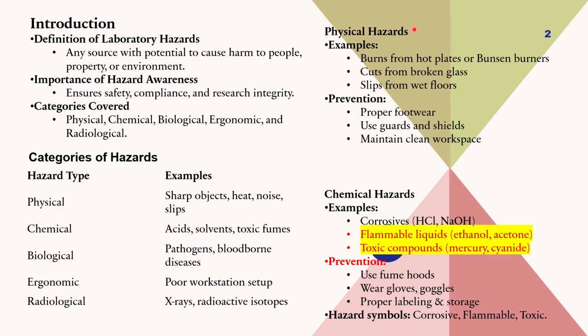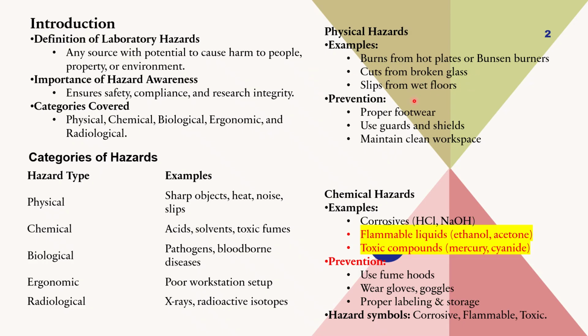Now, what are physical hazards? Let's see it in detail. What can be the examples of physical hazards? They can be burns from hot plates or Bunsen burners, cuts from broken glassware, or slips from wet floors. So, these can be the various causes leading to harm to the workers.